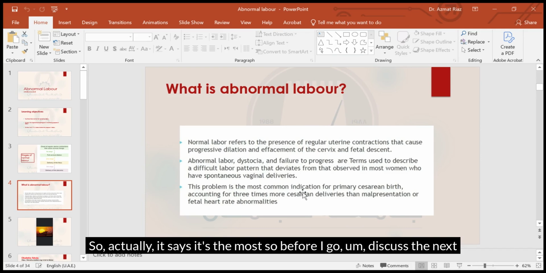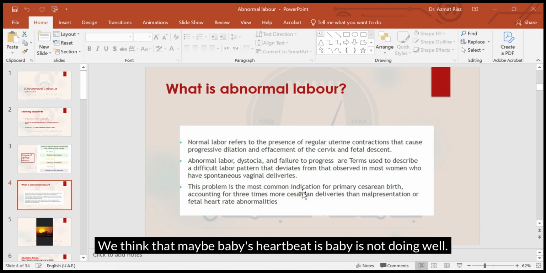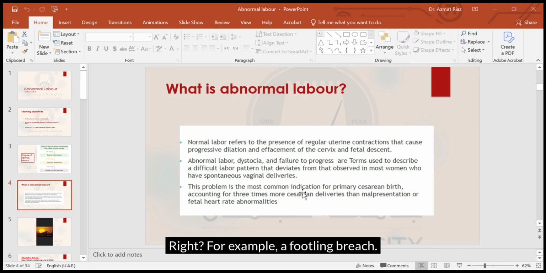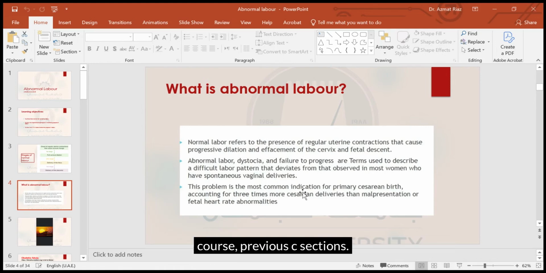So before I discuss the next slide, see what are the common causes a woman has C-sections. If you just think, one of the common ones is CTG abnormalities, right? Or presumed fetal distress. We think that maybe the baby's not doing well. Then maybe the cervix is not dilating, which is poor progress. Then fetal malpositions and malpresentations. For example, if it's occipitotransverse, or deep transverse arrest, or if there is a breech, for example, a footling breech. So fetal malposition, malpresentation, all of these, and of course, previous C-sections.